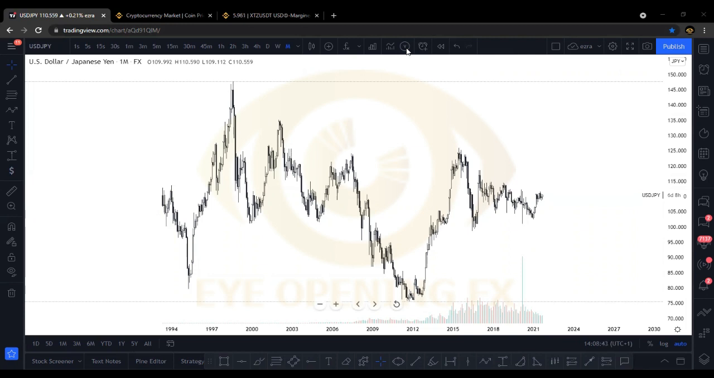That is the main thing you have to understand, the full idea of higher time frame bias.